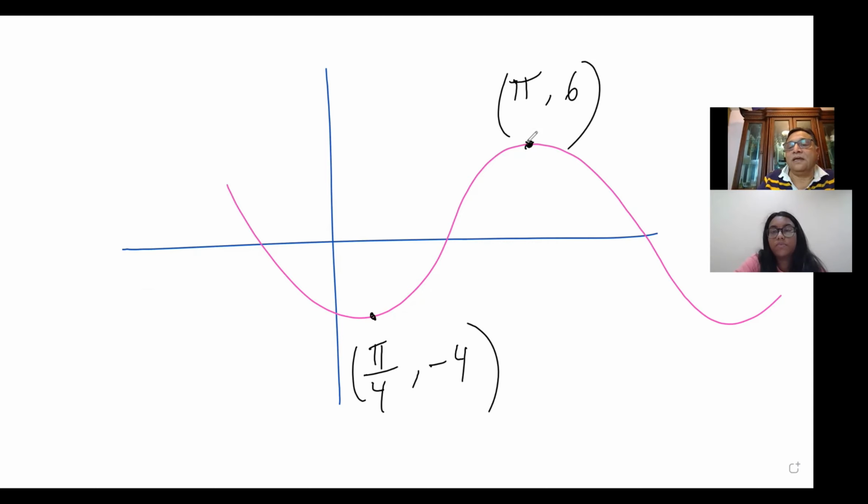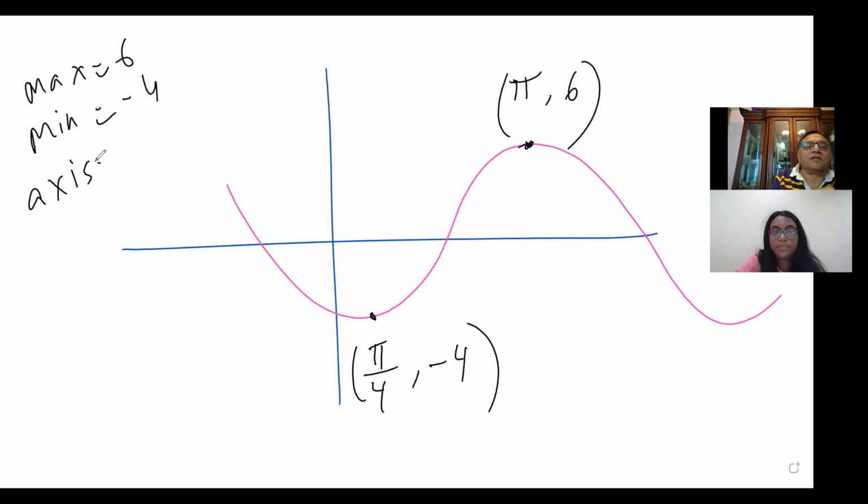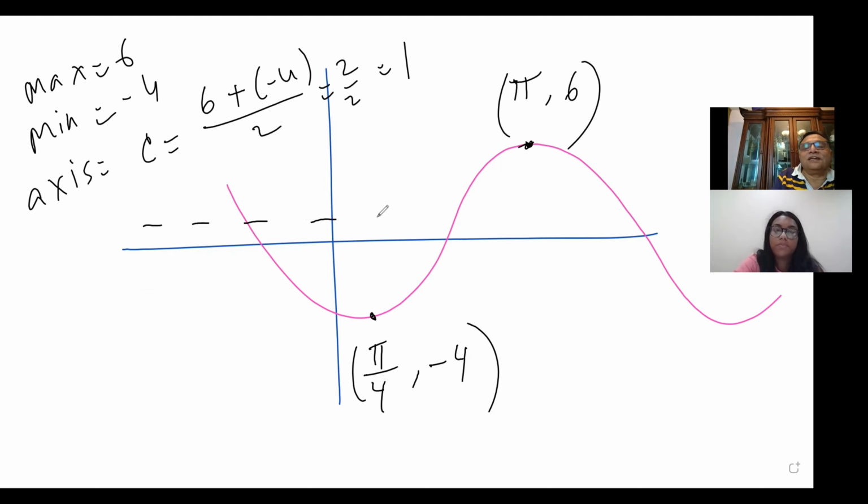Now, if that is the case, we know what the maximum is: 6. What is the minimum? Minus 4, correct? So what is the axis, which is C for us? Basically add them and divide by 2: 6 plus minus 4 divided by 2, which is 2 divided by 2, which is 1. So the axis is at 1. Do you see that?